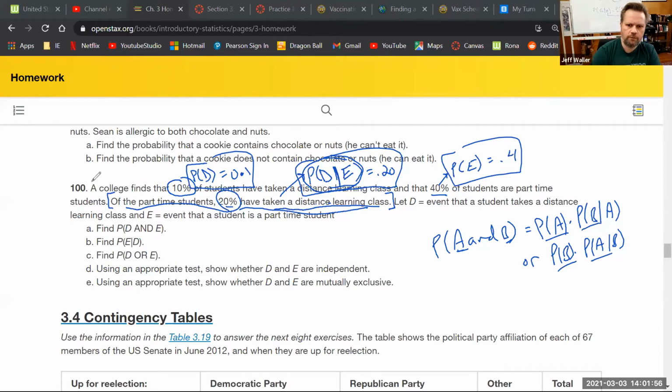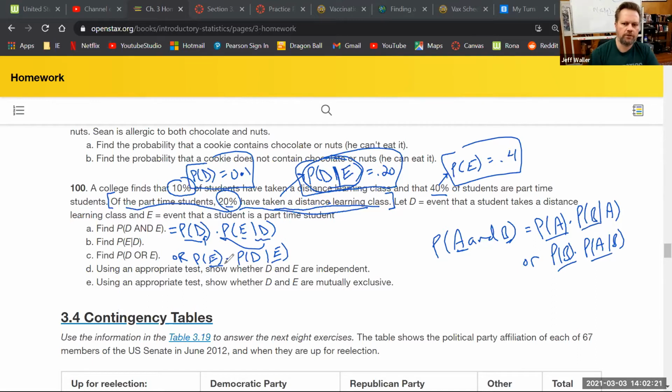All right. So what two ways could I do this problem then? It could be the probability of D times the probability of E given D. So D happened, times the probability of E given that D happened, because it did. Or the probability of E times the probability of D given that E happened, because it did, right?